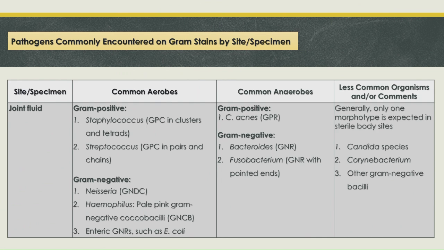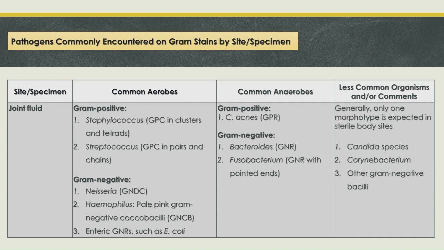Site/specimen: joint fluid. Common aerobes. Gram-positive: 1. Staphylococcus, GPC in clusters and tetrads. 2. Streptococcus, GPC in pairs and chains. Gram-negative: 1. Neisseria, GNDC. 2. Haemophilus, pale pink gram-negative coccobacilli, GNCB. 3. Enteric GNRs, such as E. coli.